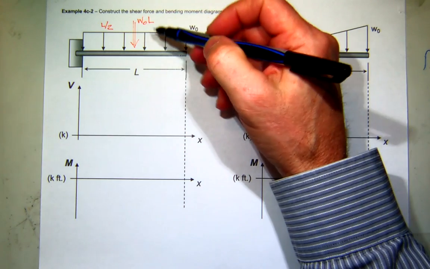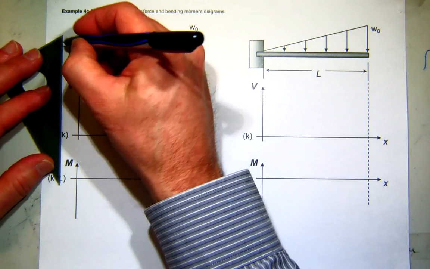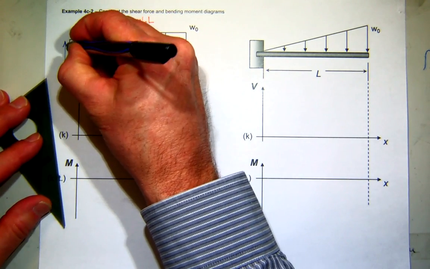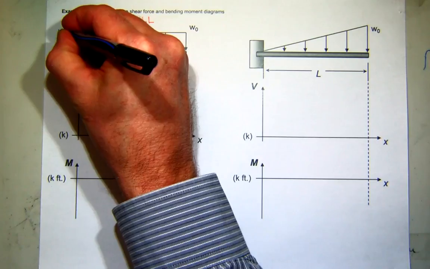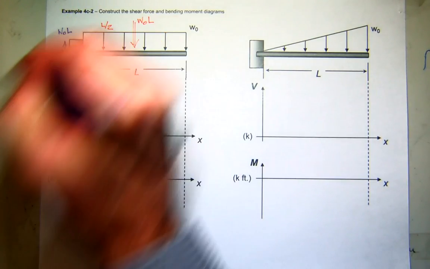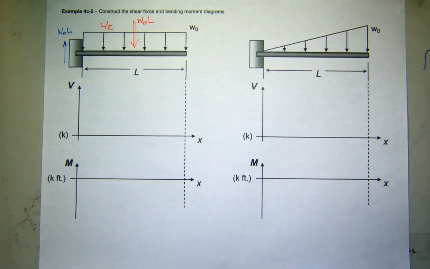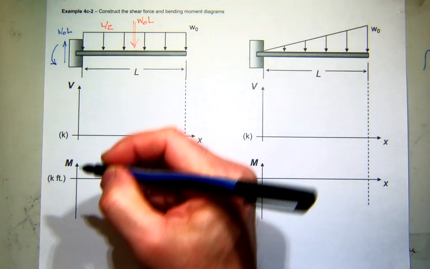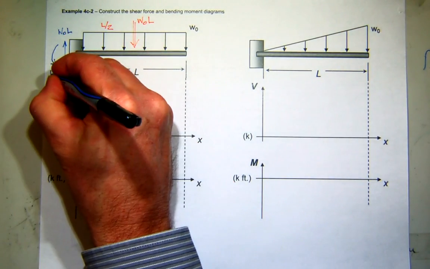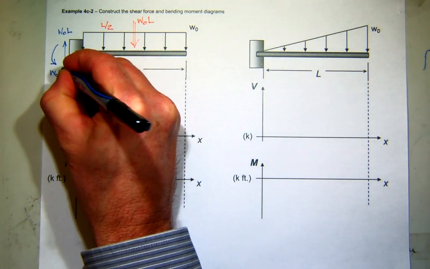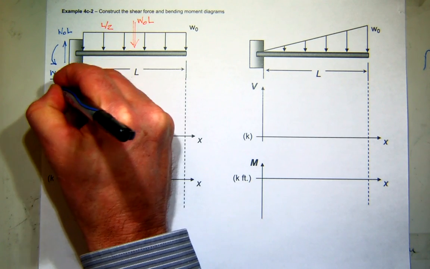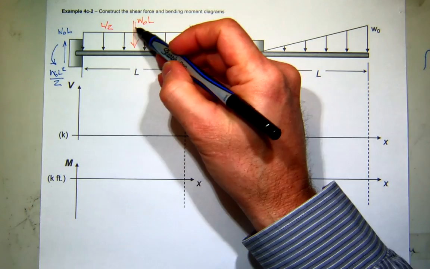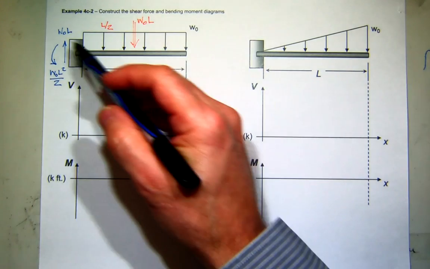So if you sum forces in the y direction, hopefully you'll see that the shear over here on the left side is W naught L. And that the moment, when you compute it, would be W naught L squared over 2. Basically the force times the distance, and this in the opposite direction.